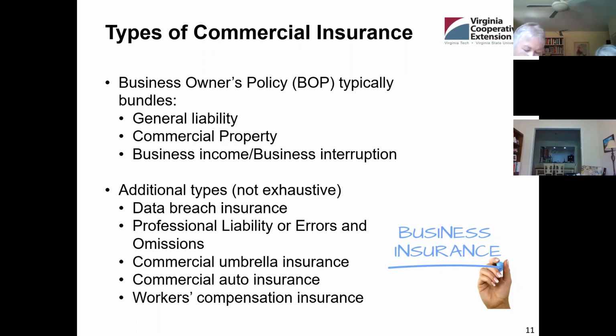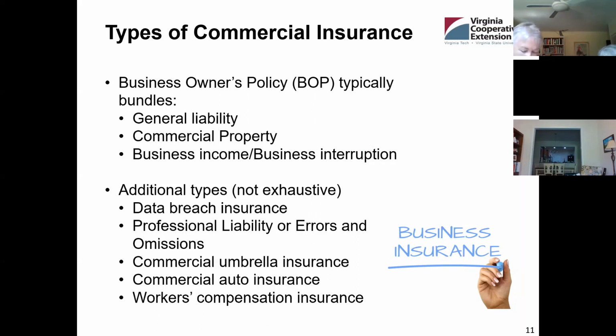Typically, a business owner's policy would include general liability, which we'll talk about in a little bit. It would also include commercial property. We could think of commercial property as physical assets that we have. Maybe that's a building, maybe that's a storage facility. It may also include business income or business interruption insurance.